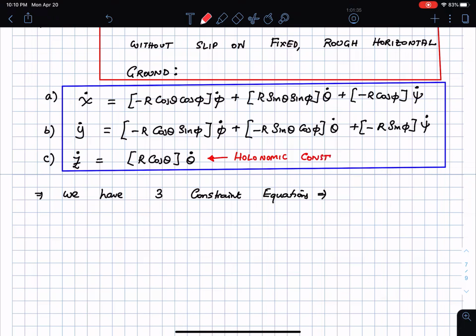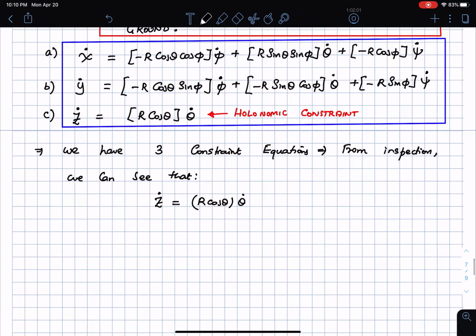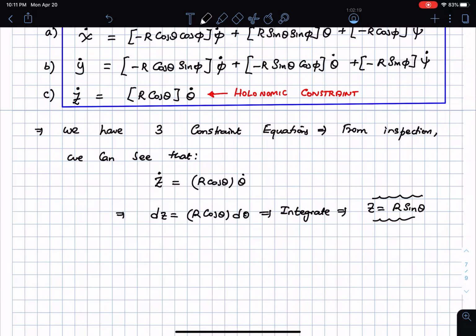So this is going to be a holonomic constraint, but unfortunately that is not the case with the above. So we have three constraint equations, and from inspection we can see that if I look at z dot, this is r cos theta times theta dot, which implies that dz is r cos theta times d theta, which means that if I integrate, I get z is r sine theta, which means that this is an integrable constraint.